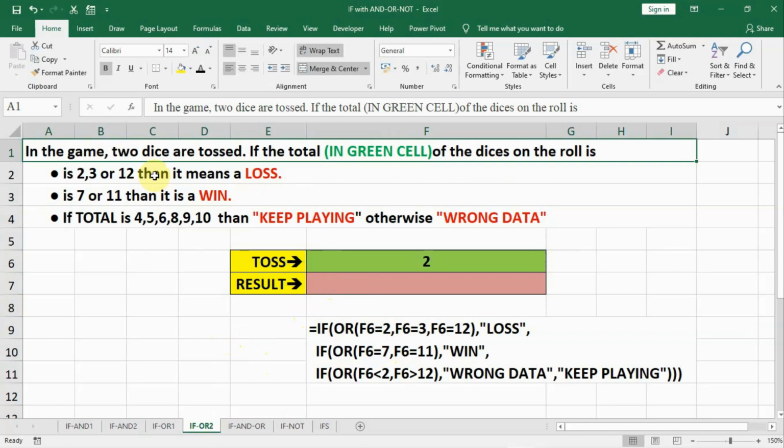When you roll two dice together, we calculate the total of the numbers that appear. The total must be between 2 and 12. The smallest number is 1 on each, so the smallest total is 2, and the largest is 12, since 6 plus 6 is 12. If it is 2, 3 or 12, it means a loss. If it is 7 or 11, it is a win. But if it is 4, 5, 6, 8, 9 or 10, then the person should keep playing.